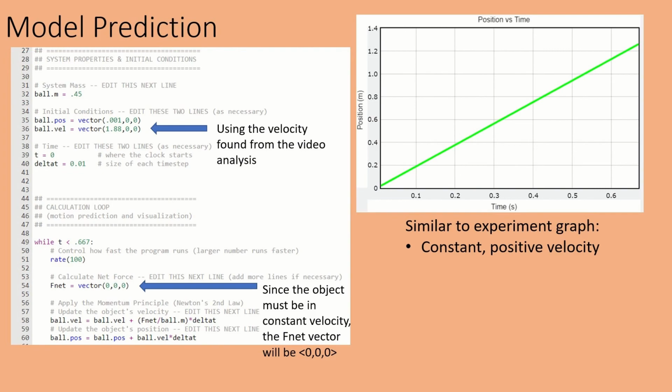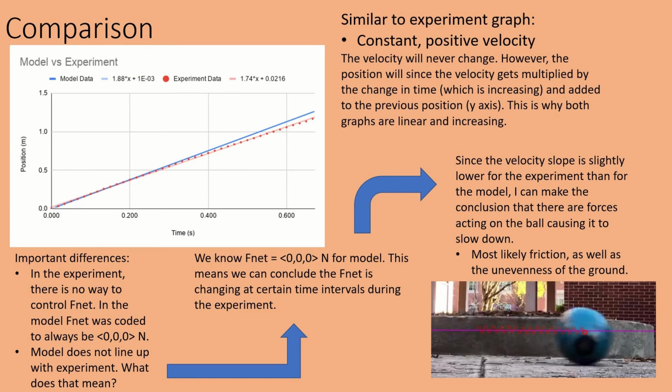So, let's compare these two graphs. Now, we can put the model and the experiment charts together in order to better compare them. As you can see, I have done that here in a position versus time chart. The model data has a constant positive velocity, while the experimental data has a positive velocity. However, it is not constant. In fact, it is fluctuating between time intervals.